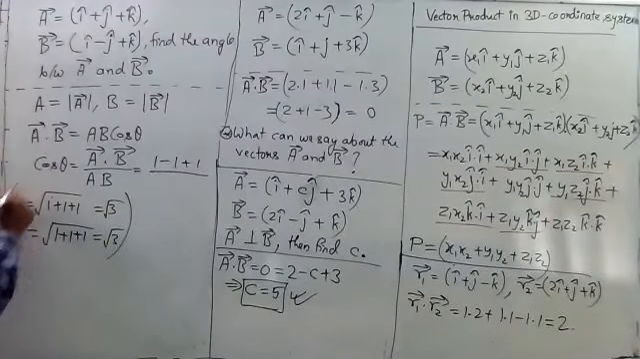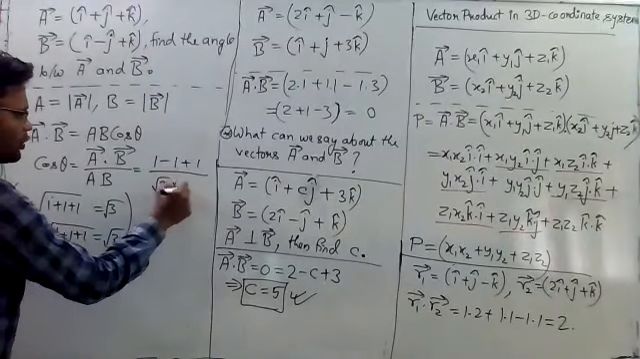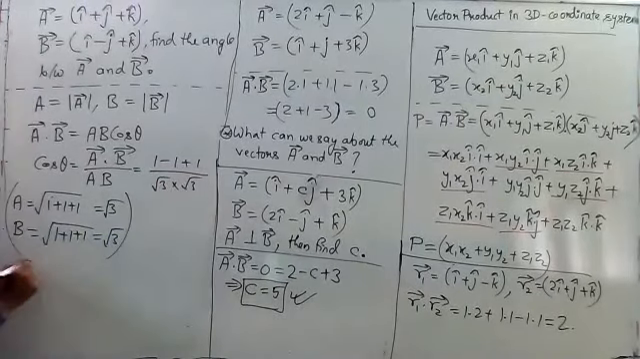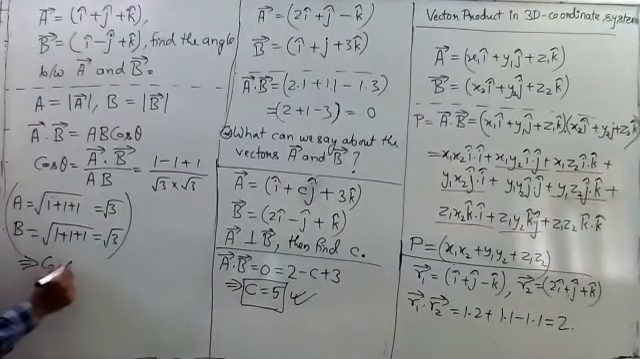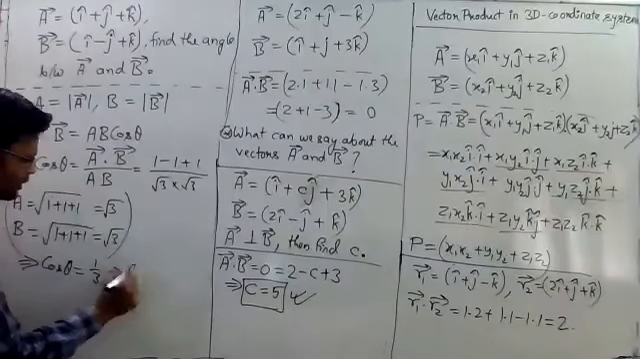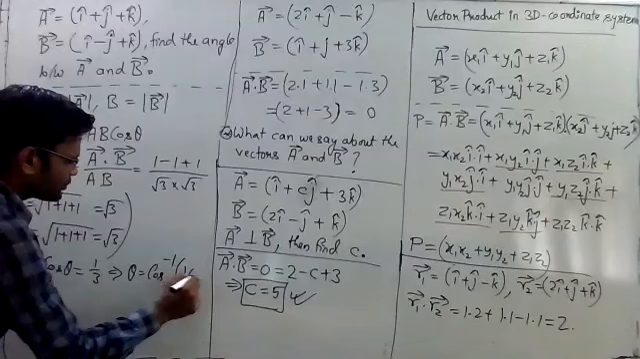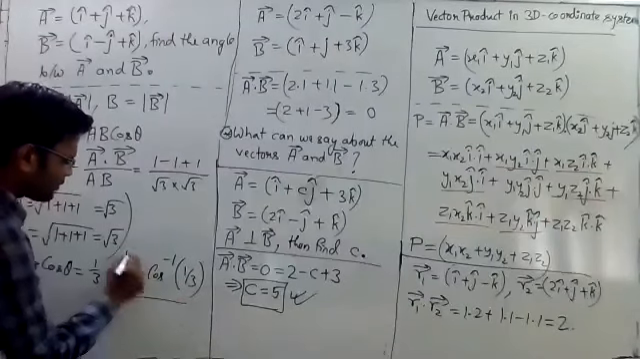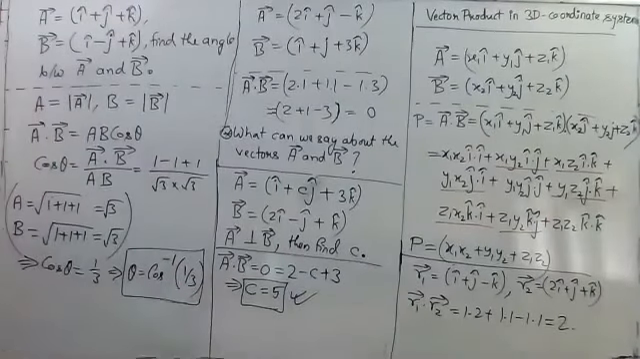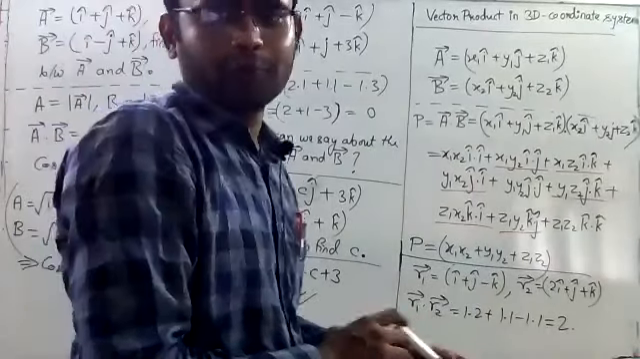So by using this, what am I getting? Root 3 into root 3 in the denominator. So cos theta is equal to 1 by 3, which implies that theta is equal to cos inverse of 1 by 3. Cos inverse 1 by 3 is the angle between the two vectors A and B. Okay, is it clear to all of you?